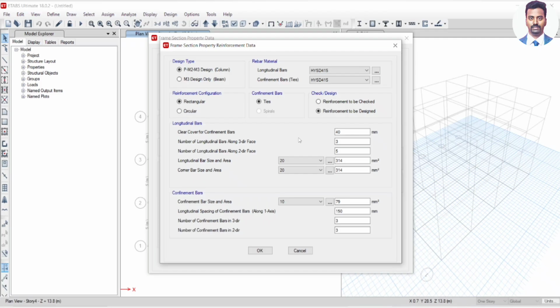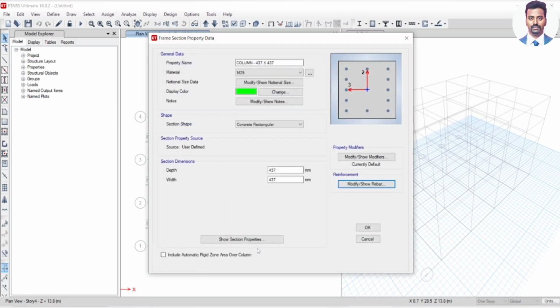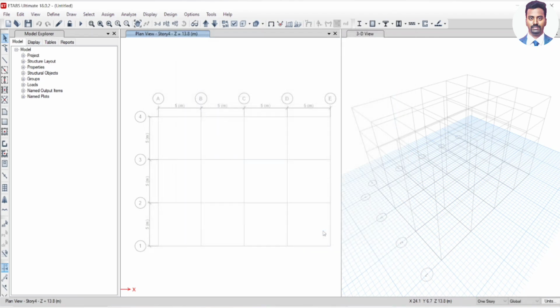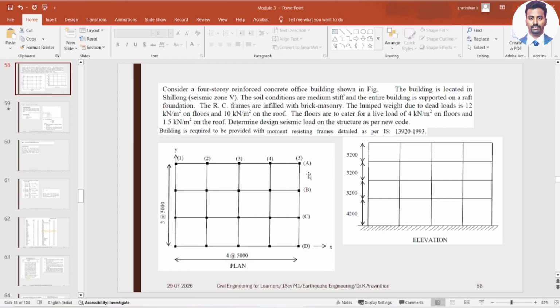And whatever is default they have given, we are not going to design. Anyhow, we will be providing this rebar section. M25 grade concrete we have given, beam and column is assigned. Now we have to provide the floor load. Here in the given data they have mentioned 12 kilonewton per meter square on floors.